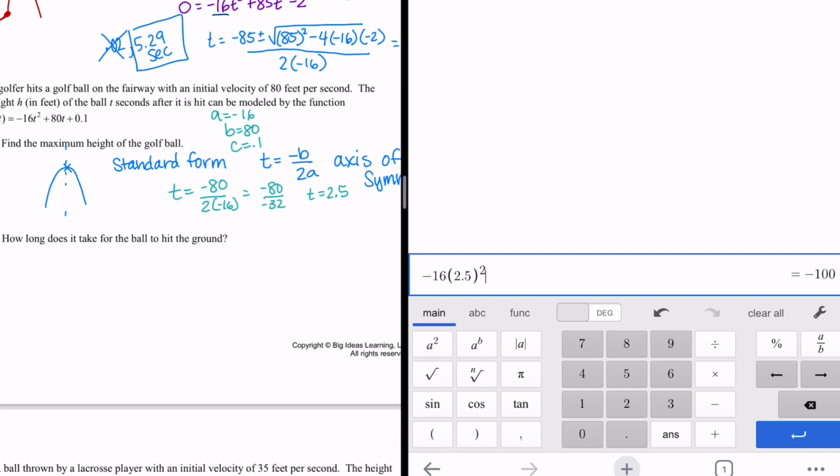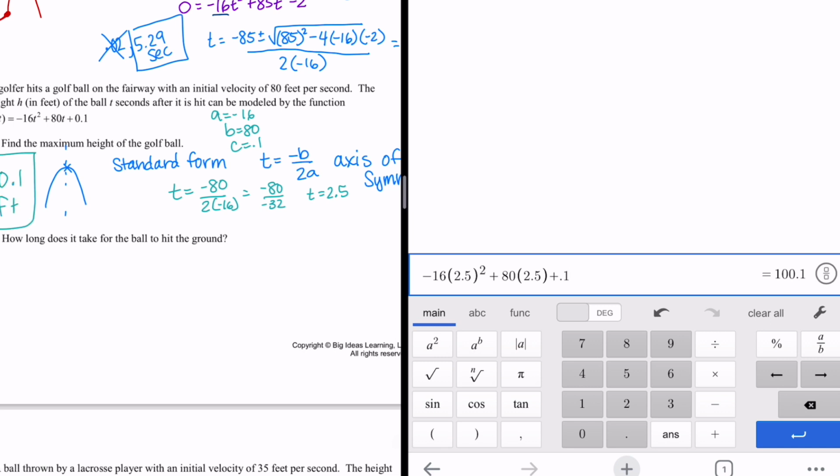Then I'm going to have plus 80. And again, this next time I'm going to have a parenthesis. I'm going to take that 2.5 and plug it in where there's a t. And then I have plus 0.1, and I get 100.1. This is in feet. So the maximum height that this gets is 100.1 feet.